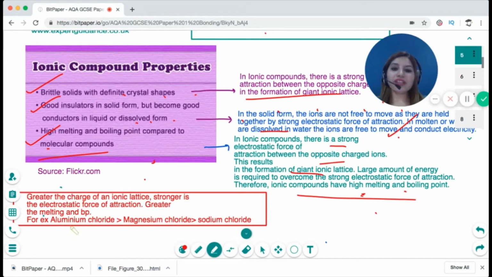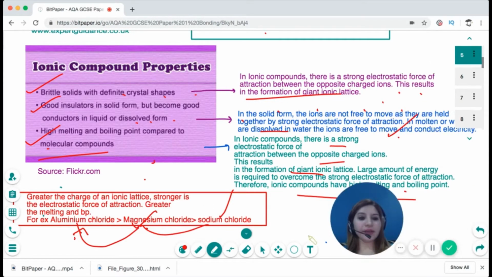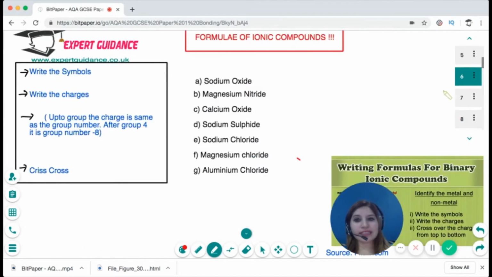However, if I asked you to compare aluminium chloride, magnesium chloride, or sodium chloride, which one will have a greater melting point, it depends on charge. The greater the charge, the stronger the electrostatic force of attraction. And remember, aluminium forms 3+, magnesium forms 2+, sodium forms +1. So since aluminium has a greater charge, it will have a stronger ionic lattice. So aluminium chloride will be stronger than magnesium chloride, which is stronger than sodium chloride. Okay, so I hope this is clear to you.